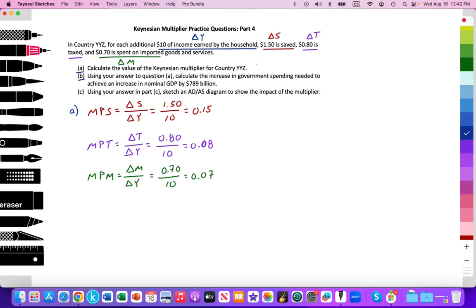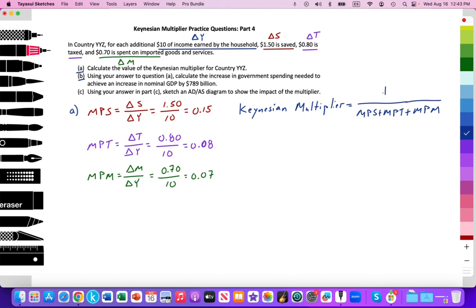We're going to use the one with the propensity to save, tax, and import. So the Keynesian multiplier as a formula is equal to, in this case, 1 over the marginal propensity to save plus the marginal propensity to tax plus the marginal propensity to import.